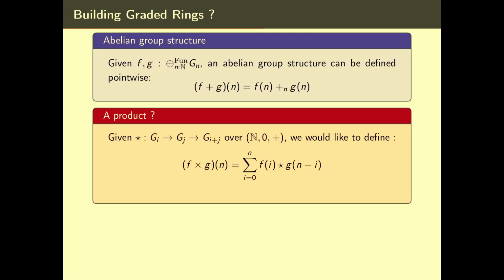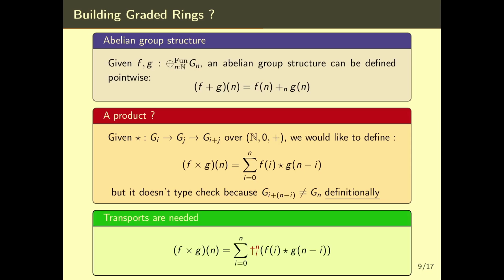And this would be very nice, but if you try to type this in a proof assistant, it won't type check. Because actually, in intensional type theory, like homotopy type theory, MLTT, and so on, G of i plus n minus i is only equal to G of n up to a path. It's only equal propositionally, not definitionally. And because of that, it won't type check. So to make it work, you need to add transport. If you do that, you get a definition that basically works.